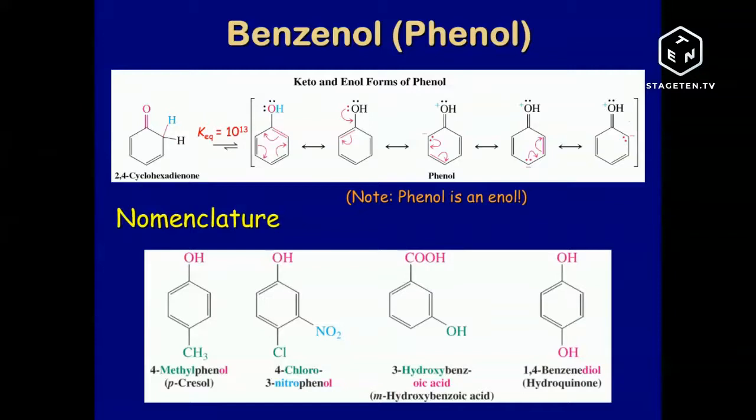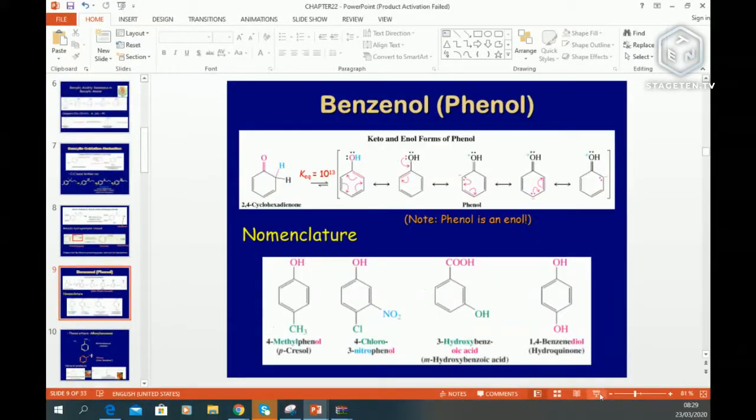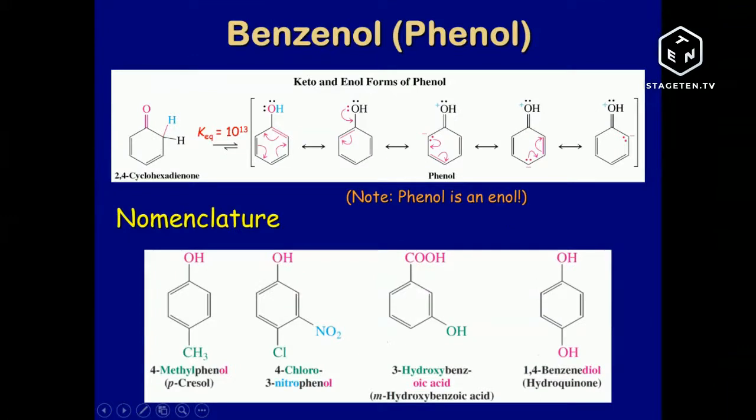How do you name phenols? You have 4 examples. You have 4-methylphenol, 4-chlorotrinitrophenol, 3-hydroxybenzoic acid. So in the first 2, phenol is the main functional group. In the third one, phenol is a secondary group, so the carboxy group has higher priority. Otherwise, the hydroxy group has a higher priority.